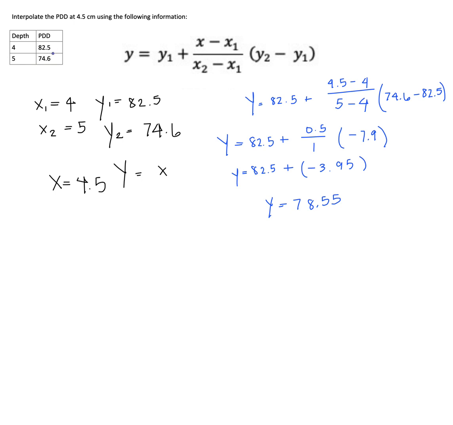Then you might use this answer, this PDD, to solve for an MU calculation. And this can be done with field sizes, PDD, TMR, different values that we might need for our calculations. But again, there are multiple ways that you can perform this, but I hope this makes it a little bit more clear and helps you solve these in the future.